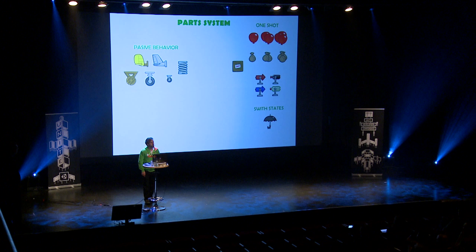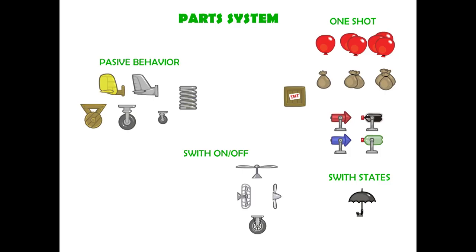Then we have switch on off pieces, which are very, very similar to the switch states. Instead of just calling one function, there's either a loop on the update or there's a coroutine which gets called while they're on, and it just keeps performing this action. Most of them are just adding a force to the rigid body.